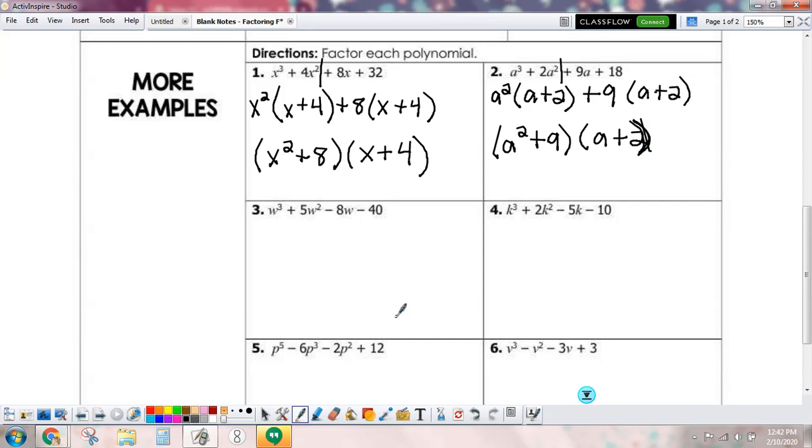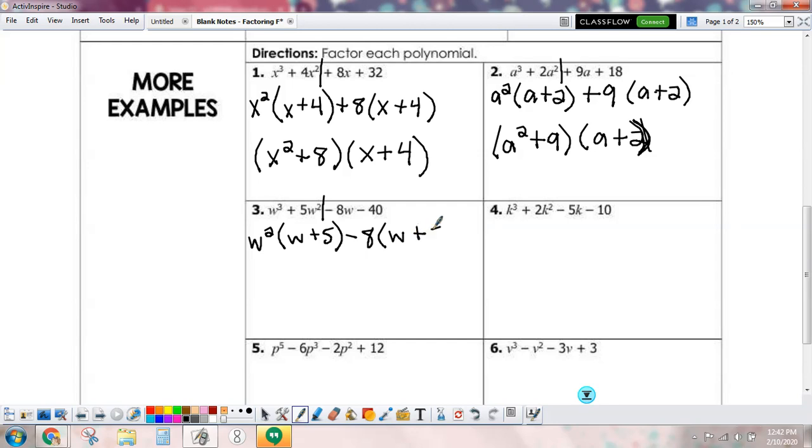All right, for number 3, same process. We're going to separate here. So I have w to the third, and then 5w squared. My common factor here is w squared, and I'm left with w plus 5. And then here, I have a negative 8 and negative 40. My common factor here is a negative 8.